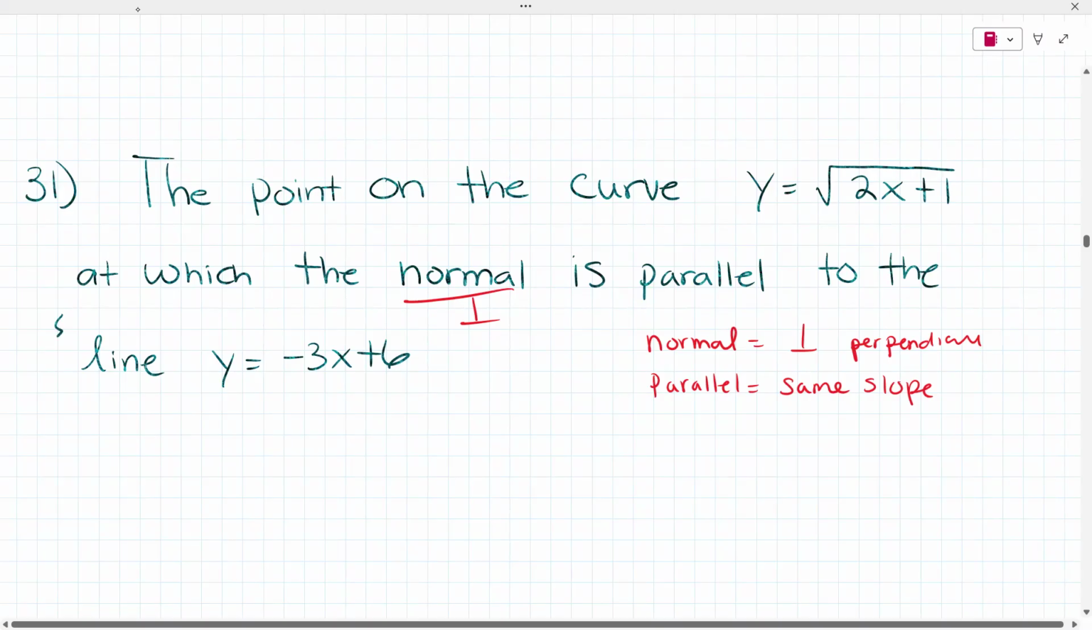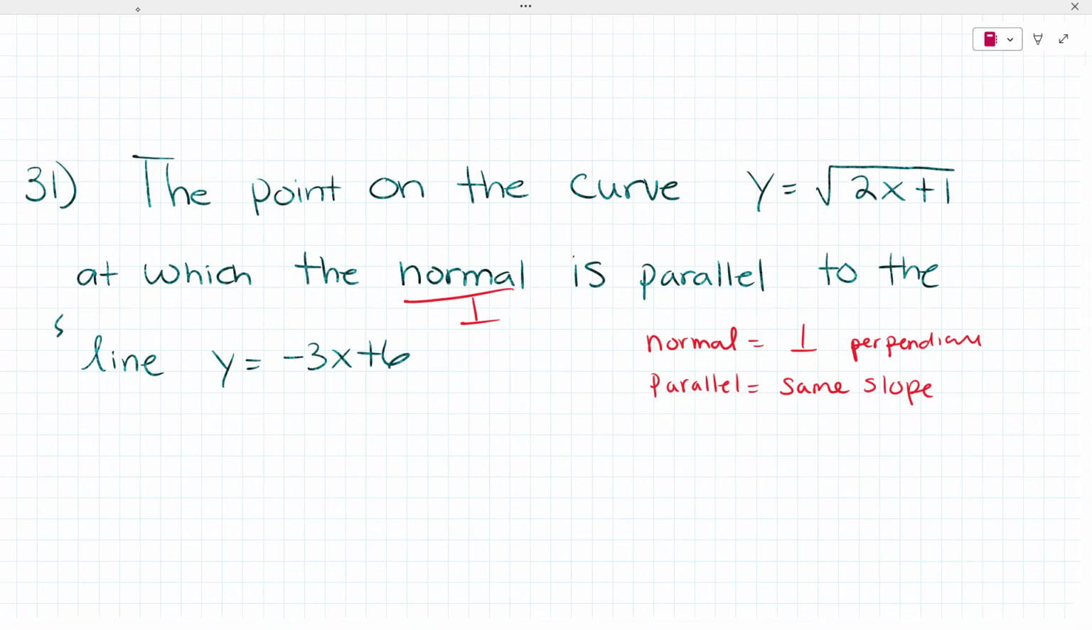So let's find the point. A point means a coordinate on the curve y equals square root of 2x plus 1, at which the normal is parallel to the line y equals negative 3x. So what we've got to do is find the derivative. First, I'm going to find the derivative of this.